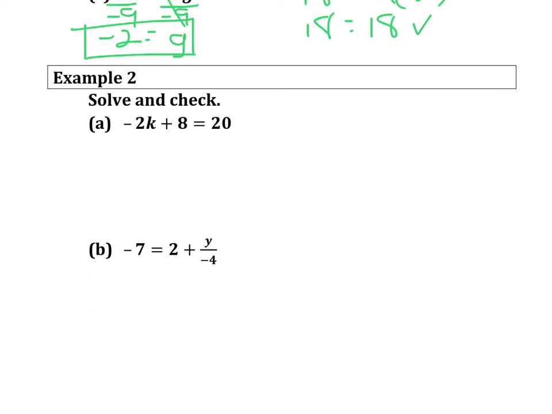Okay, in example 2, now we have some two-step equations, but again, the process has not changed at all. We are still trying to isolate the variable using inverse operations. So we'll start with letter A, negative 2k plus 8 equals 20.